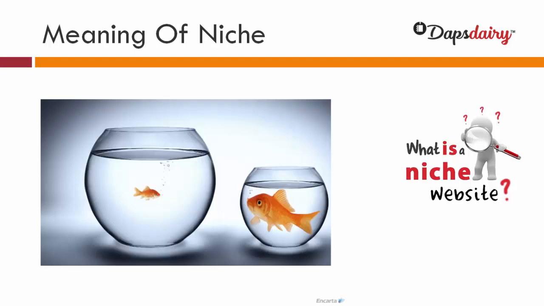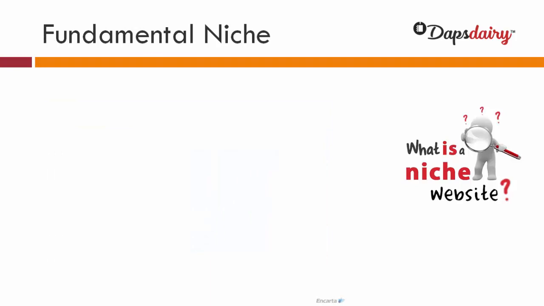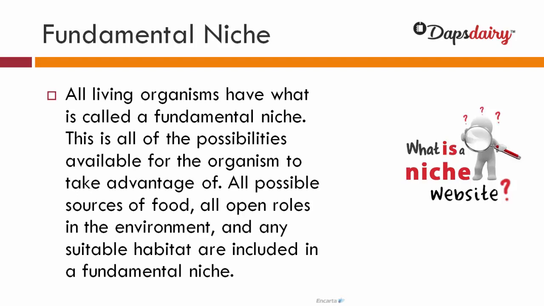Then right now, think about this picture again. So right now, let's delve into what a fundamental niche is all about. So all living organisms have what is called a fundamental niche. This is all of the possibilities available for the organisms to take advantage of. All possible sources of food, all open roles in the environment, and any suitable habitat are included in a fundamental niche. So a fundamental niche is just that habitation, just that possibility, just every advantage you can take. It is just everything you can call your environment.